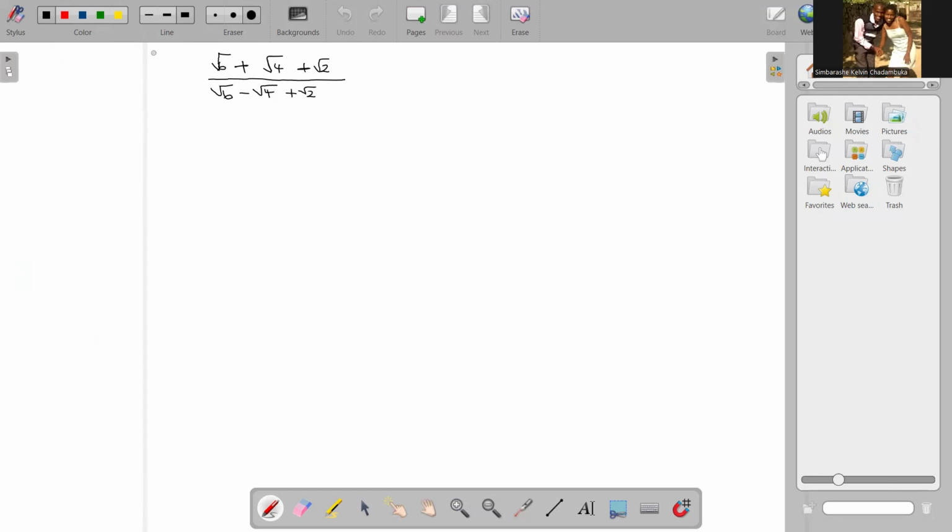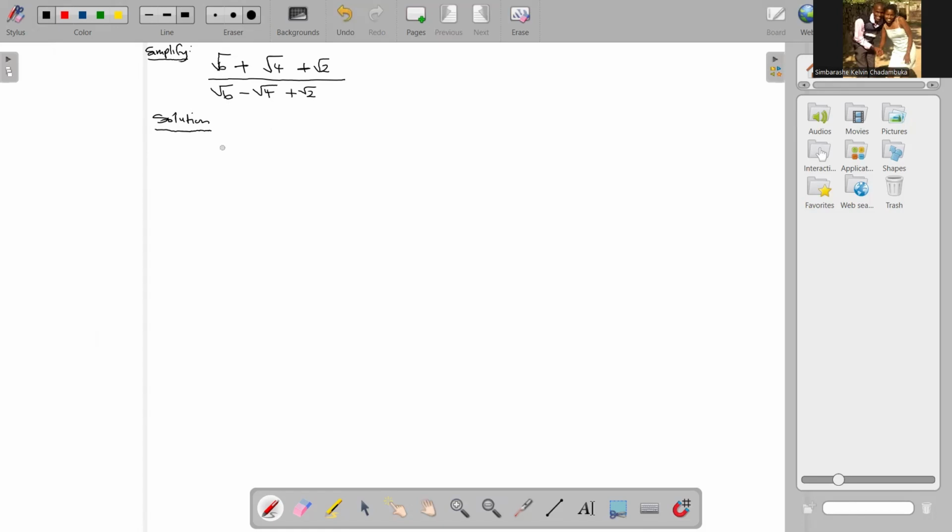In this question, we are required to simplify the given surd. When simplifying a surd with a surd in the denominator, it simply means we have to rationalize the denominator so that the denominator will no longer have a surd.